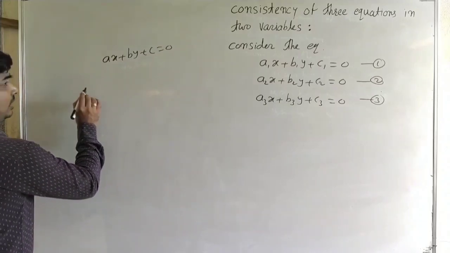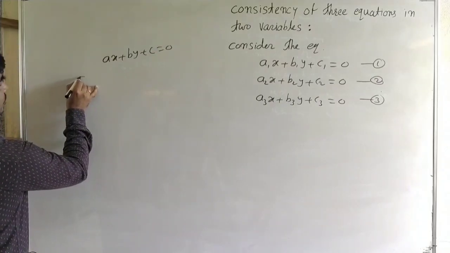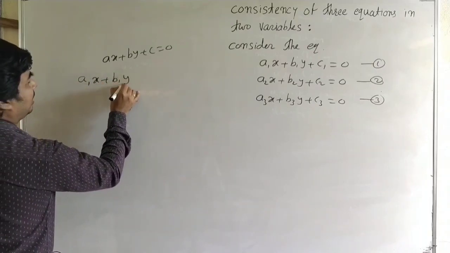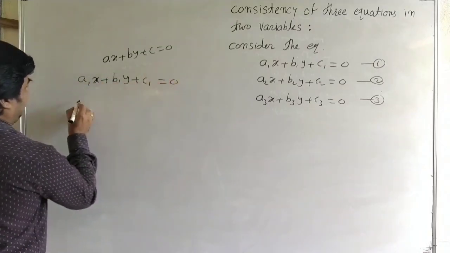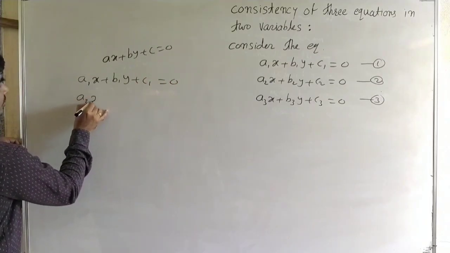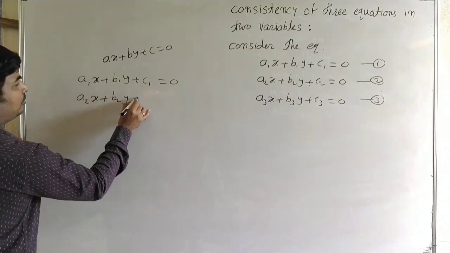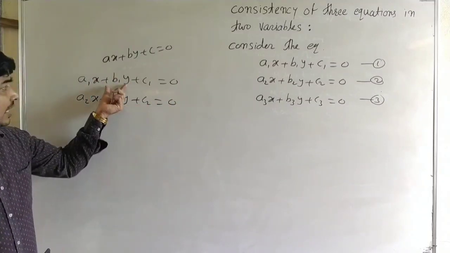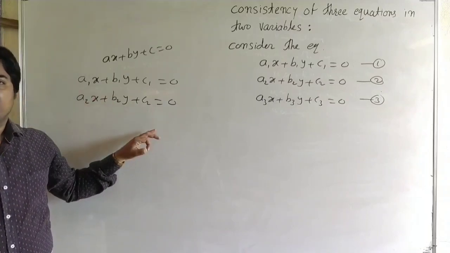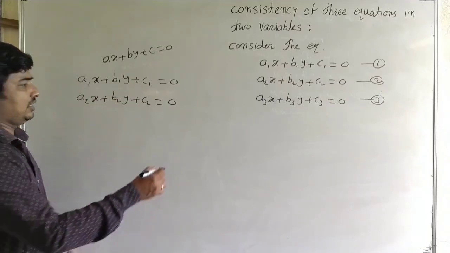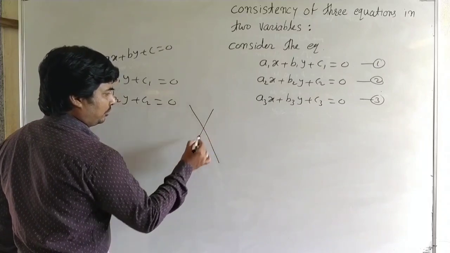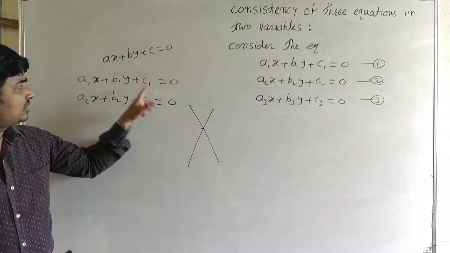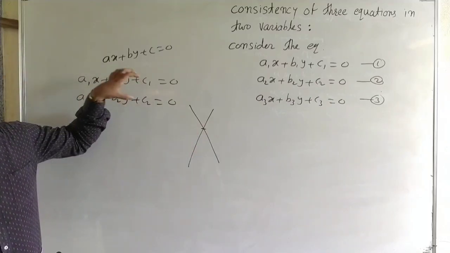Now suppose we take any two equations, a1x plus b1y plus c1 is equal to 0, and the second equation a2x plus b2y plus c2 is equal to 0. These equations have a point of intersection. That means the point of intersection is a common solution of these two equations. You have already studied this in class 10.